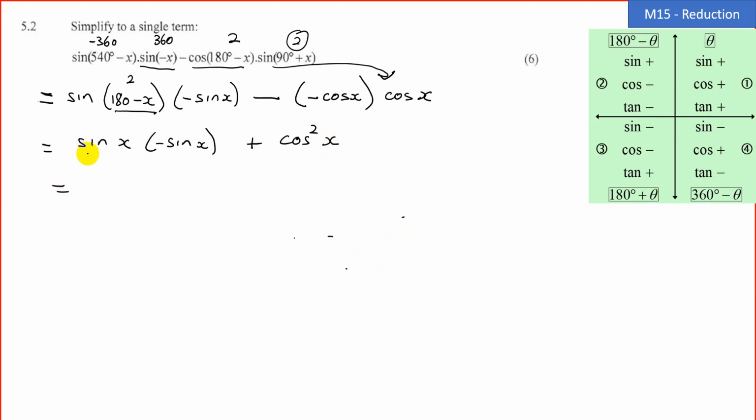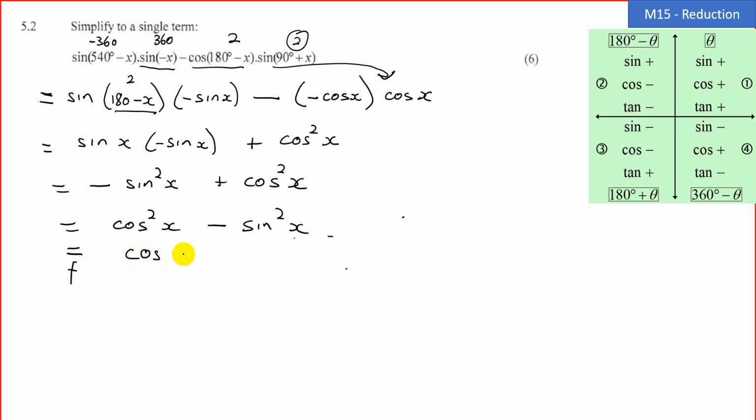Okay, then we have a positive times a negative, which will give us a negative. Sine times sine is sine squared plus cos squared x. Now let's rewrite that as cos squared x minus sine squared x. And this is an expansion from your double angle, and that is actually equal to cos 2x, using my double angle formula backwards.